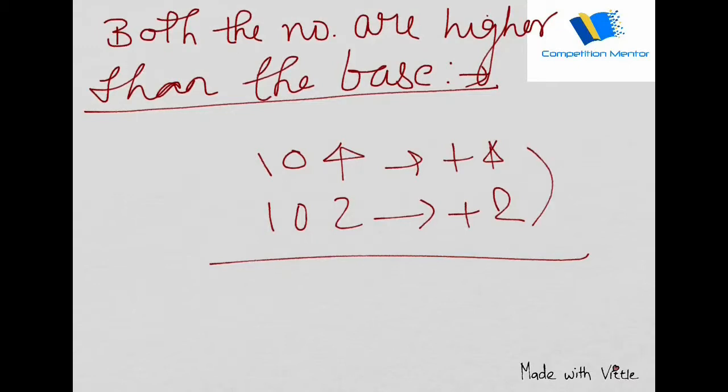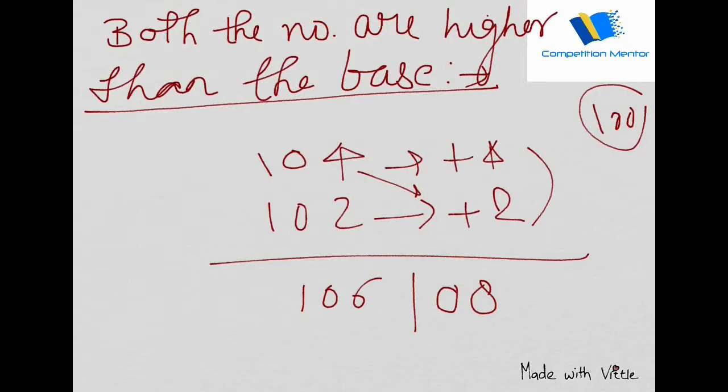So 4 into 2 is 8, but this is a base of 100. Base of 100 means 2 digits at the end. 8 will go with 0. You need to add 0. I told you before, for a 1000 base you need to have a 3-digit number when you multiply. For a 100 base, you need to have a 2-digit number. So 104 plus 2 is 106. So 10608 is your answer.